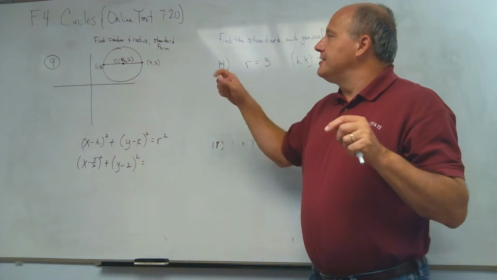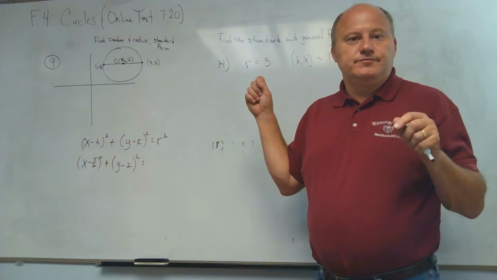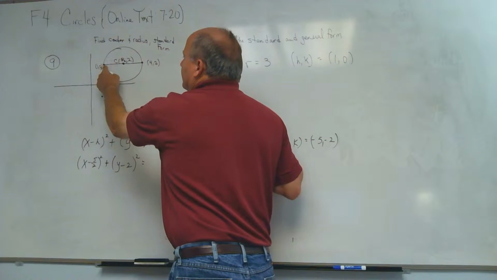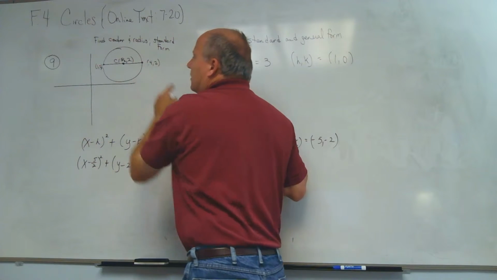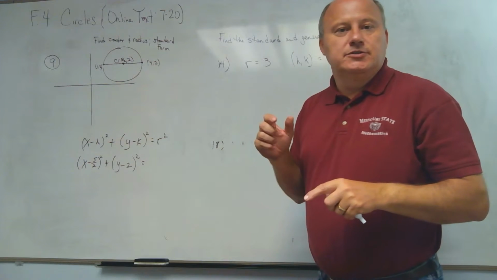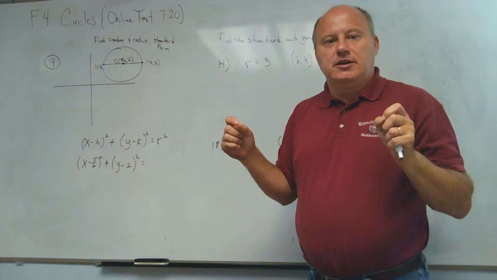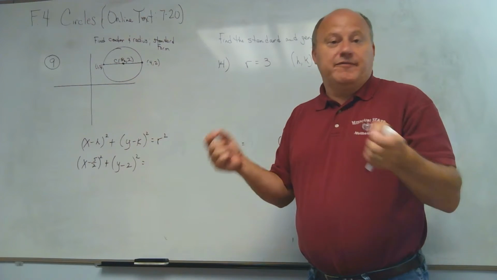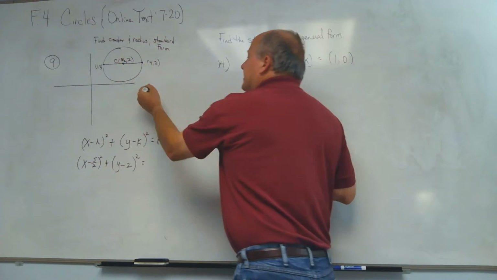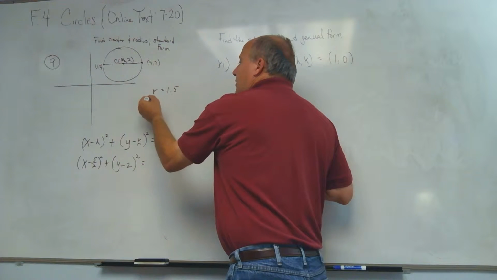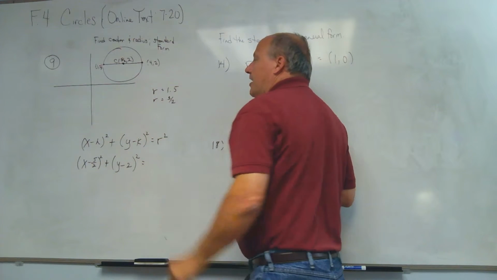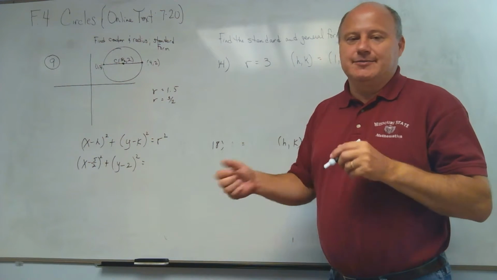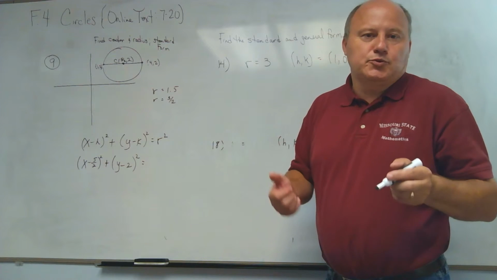So how far is it from 1, 2 to 4, 2? Well, it's the horizontal line, so just count from 1 to 4. So it's going to be 3 units. So the diameter is 3 units. And take half of that diameter, it's 3 halves, 1.5. So you can either say the radius is equal to 1.5 or the radius is 3 halves. It kind of depends on how you want to write it. It depends on if you're a decimal person or a fractional person. It's whichever one you want.